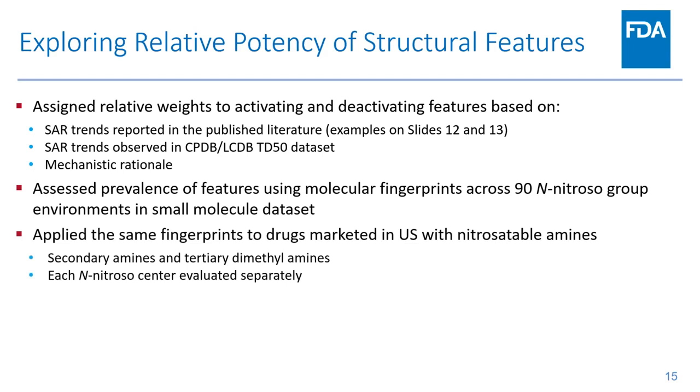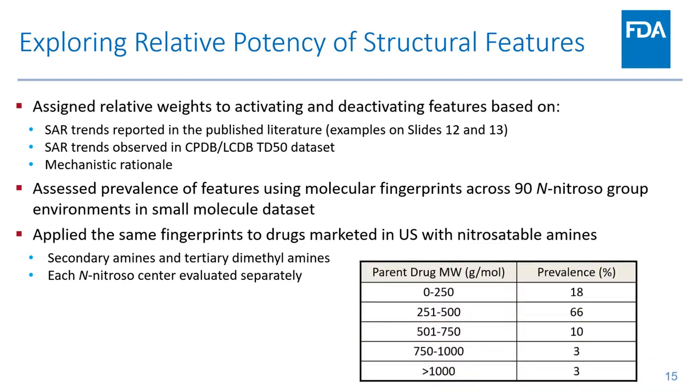And then for comparative purposes, we applied that same set of fingerprints to a set of several hundred drugs that are marketed in the US that have nitrosatable amines and could hypothetically form an NDSRI. So this focused on molecules that have secondary amine centers or tertiary dimethylamine centers. And each N-nitroso center was evaluated separately for the purposes of this exercise.